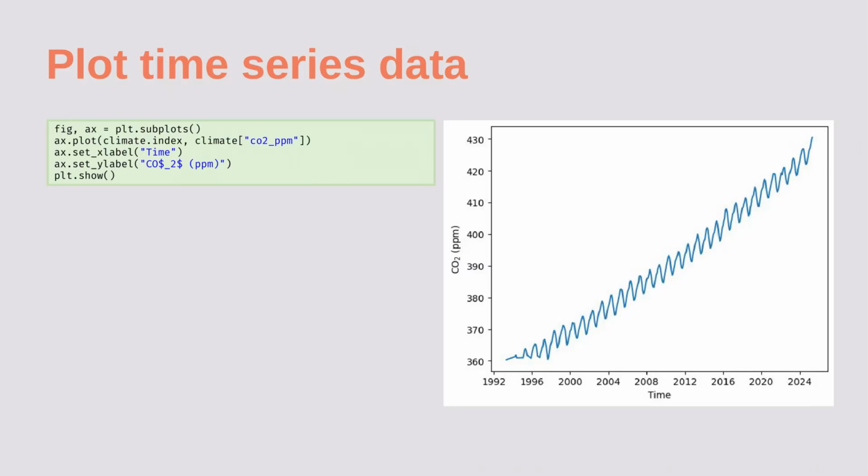To start plotting the data, we first create a figure and axis. Then we plot the data using the data frame's index for the x-axis and the CO2 ppm column for the y-axis. We also add labels to both axes. Matplotlib automatically formats the x-axis to show time in 4-year intervals using years. The resulting visualization tells a compelling story. While there are small seasonal changes in CO2 levels, the overall trend is clear. CO2 in the atmosphere has steadily increased from around 320 to 430 parts per million.